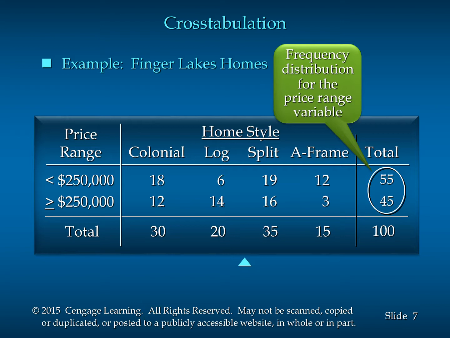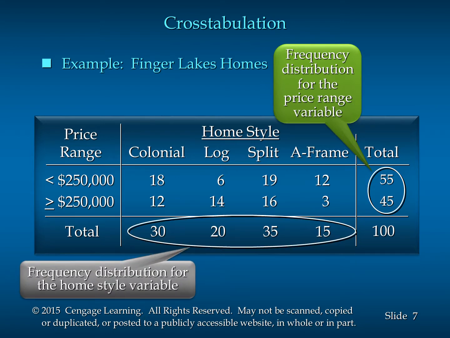We can see that we actually have a frequency distribution for the price range variable. Now, there are only 2 price ranges, and we can see that 55 out of the 100 are in the first category and 45 in the second category. Similarly, we can see the frequency distribution for the home styles. We have 4 categories of home style, and the total of 100 are divided up into each of those 4 styles.